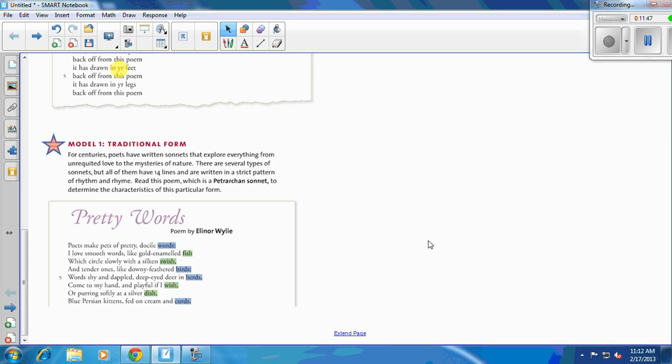Pretty Words, poem by Eleanor Wiley. Poets make pets of pretty, docile words. I love smooth words like golden enameled fish, which circle slowly with a silken swish, and tender ones like downy feathered birds, word shy and dappled, deep-eyed deer in herds. Come to my hand and playful if I wish, or purring softly at a silver dish. Blue Persian kittens fed on cream and curds.